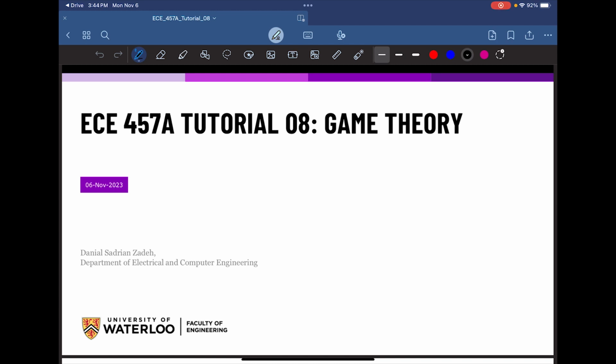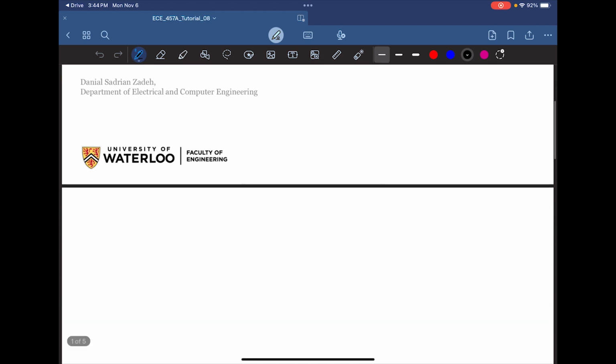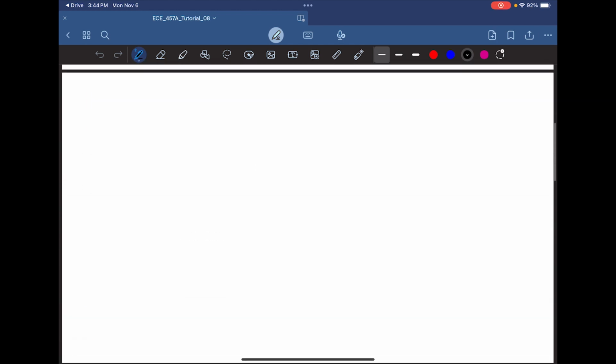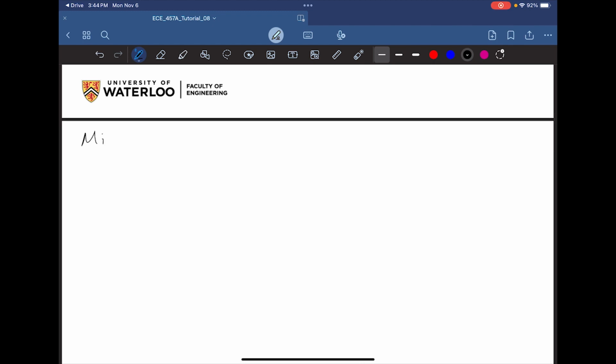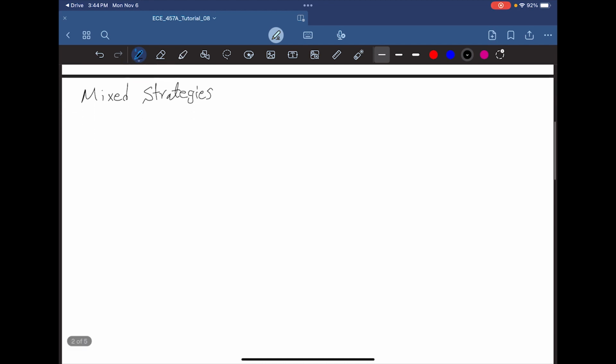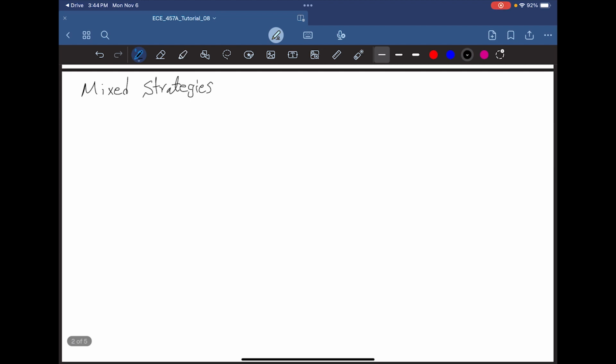The topic of today's tutorial will be mixed strategies as well as continuous strategies. So let's get started. So for mixed strategies, we will go through two examples. So the first example is a head-tail game.